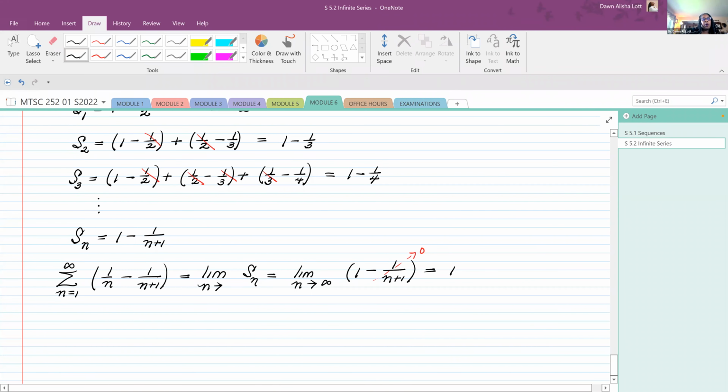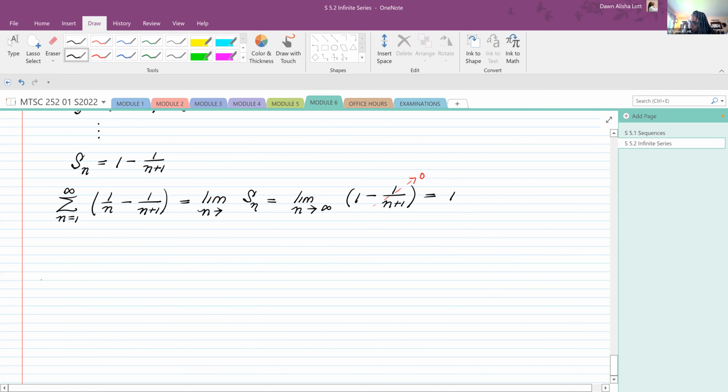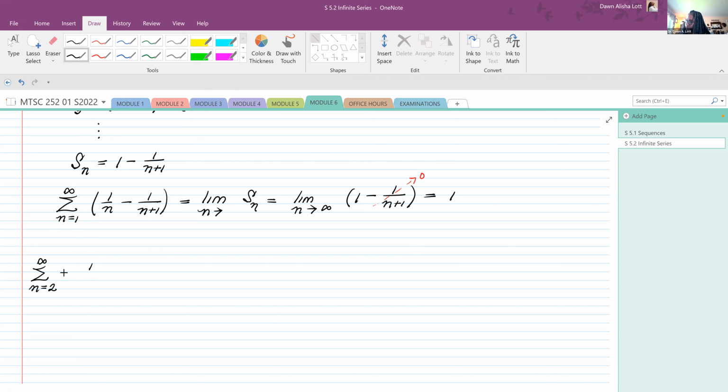Okay, we'll pick up here tomorrow. The next example is the sum n equals 1 to infinity. No, n equals 2 to infinity of 1 over n squared minus 1. So I hope you guys are good on your partial fractions.